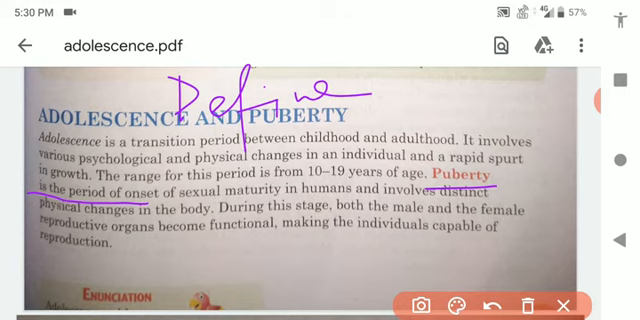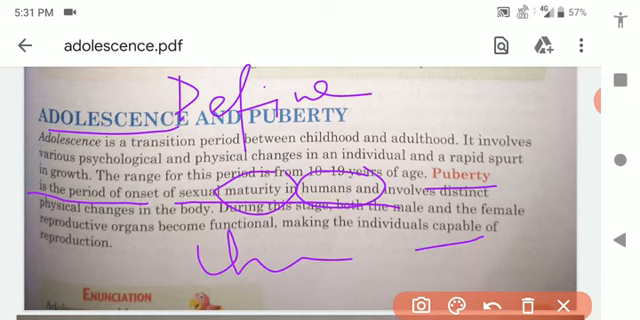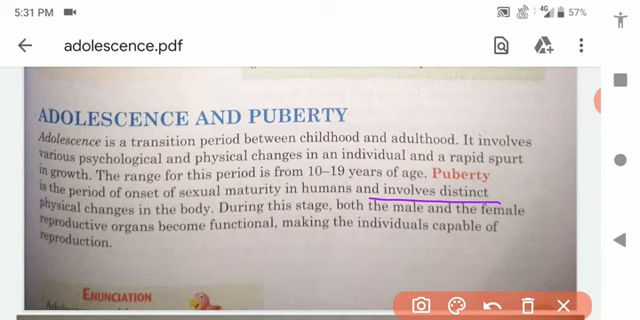Remember, it is a unique time of adolescence in which sexual maturity, meaning to mature sexually, a child matures into an adult. So sexual maturity involves distinct physical changes.